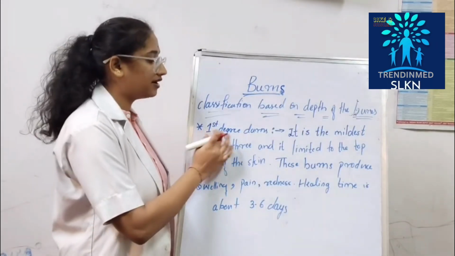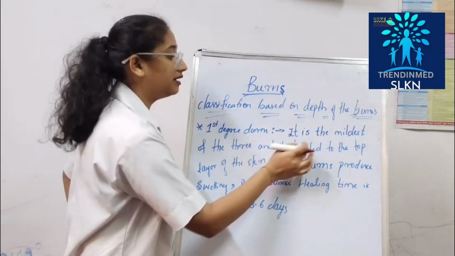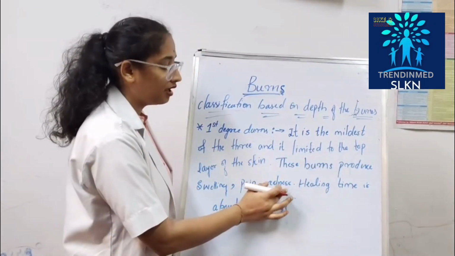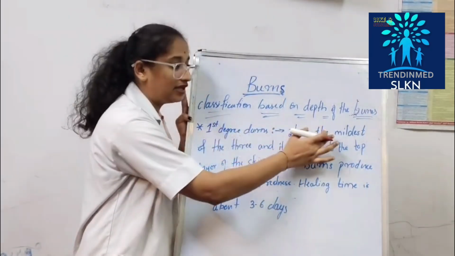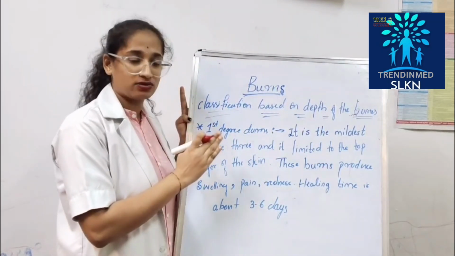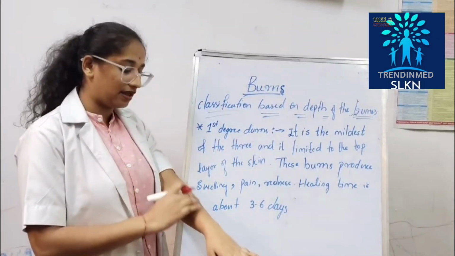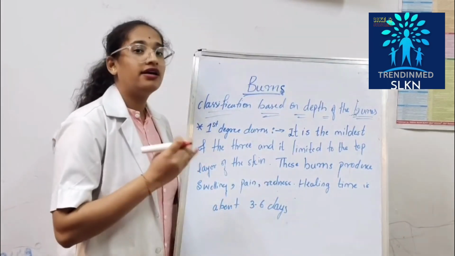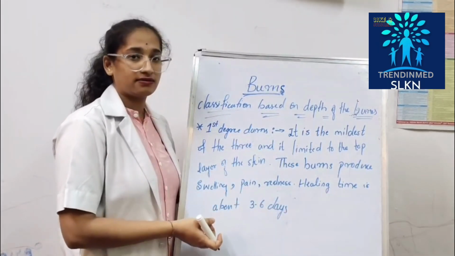Now we will discuss first degree burns. It is the mildest of the three and is limited to the top layer of the skin. These burns produce swelling, pain and redness, and the healing time is about 3 to 6 days. Compared to second and third degree, it is the mildest one and affects only the upper layer of the skin, which means the epidermis. It produces pain, redness and swelling in the skin and may heal in 3 to 6 days.